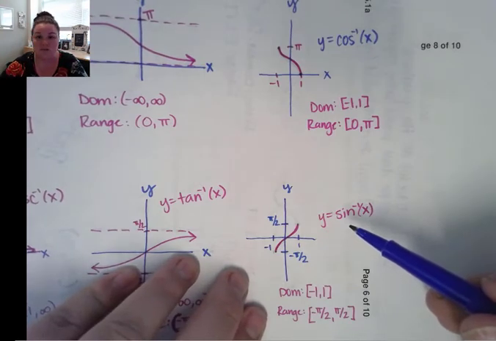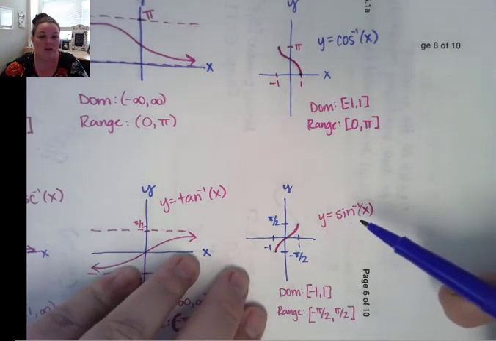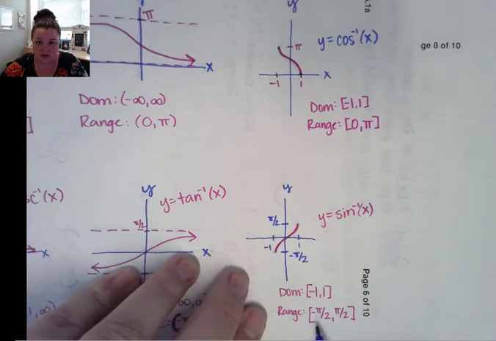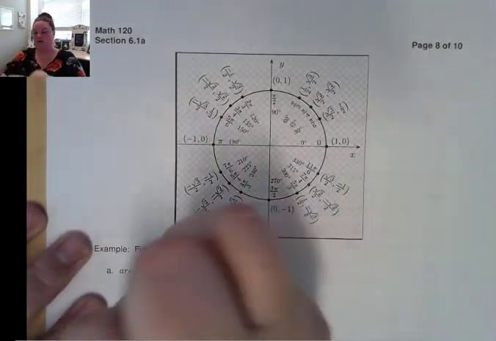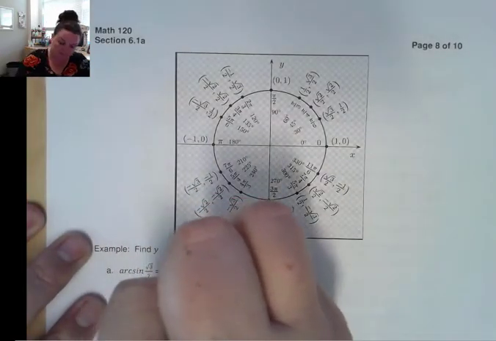So these are the graphs we just did, and we're looking for the y value, okay? So the y value, notice, has to be between negative pi over 2 to pi over 2, okay? So if we can't find an answer within that, then we have no solution, okay? So negative pi over 2 to pi over 2. So I'm going to go ahead and just write that down.